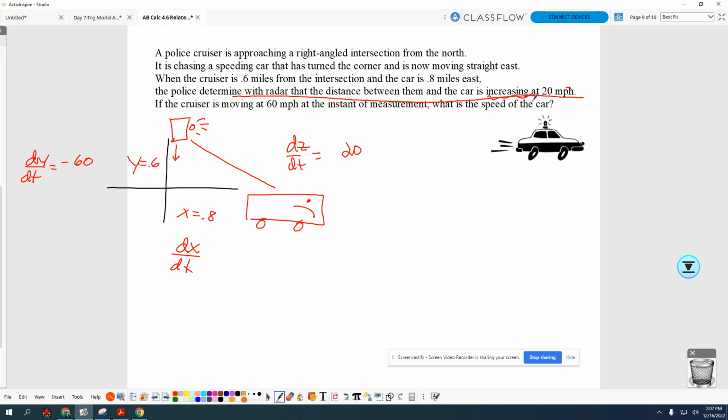How do we find Z? Asher? You do that with Pythagorean. Okay, Pythagorean theorem, because at this snapshot in time this distance was 0.6 and that distance was 0.8. 0.6 squared plus 0.8 squared equals Z squared. By the way, that's 1.